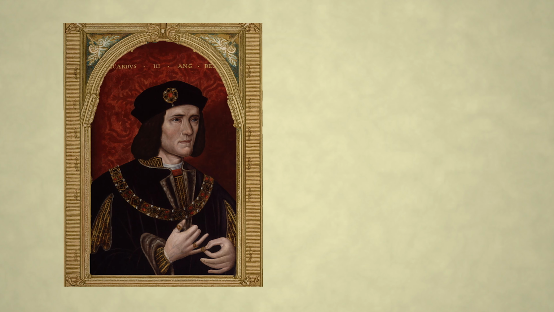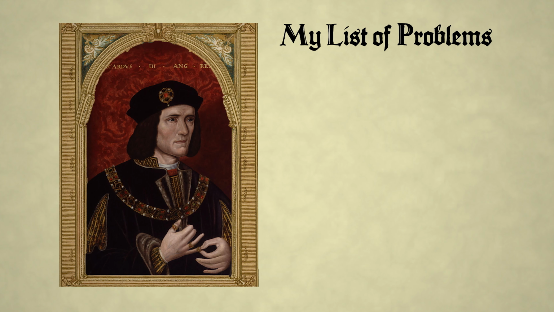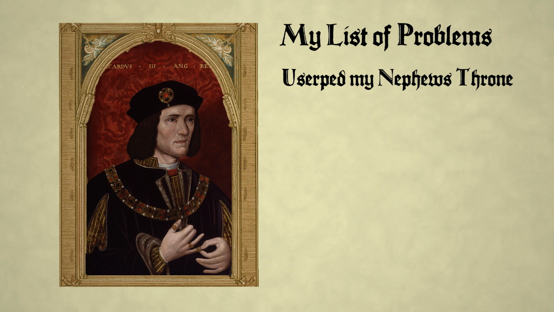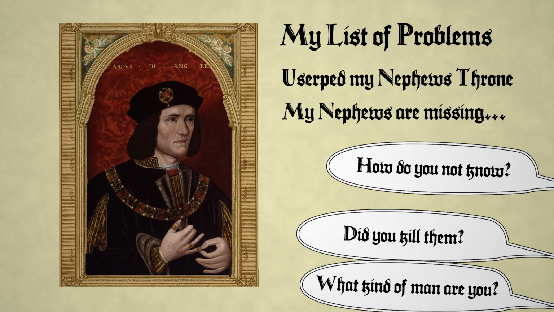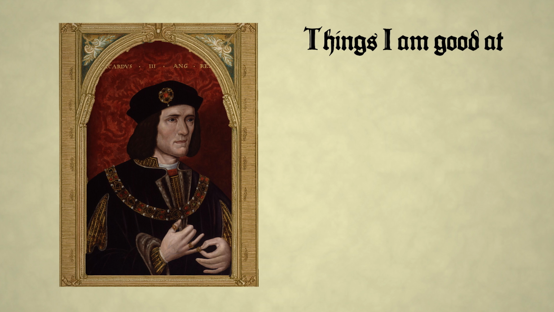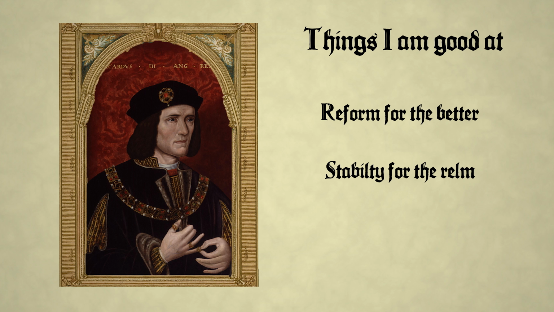Richard III's reign was troubled from the start. His usurpation of the throne alienated many former allies, and rumours of the fate of the princes dogged his reputation. Yet Richard was an able ruler, attempting reforms and seeking to stabilise the realm.